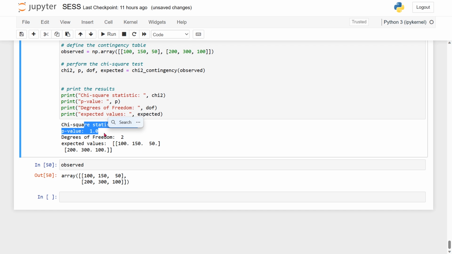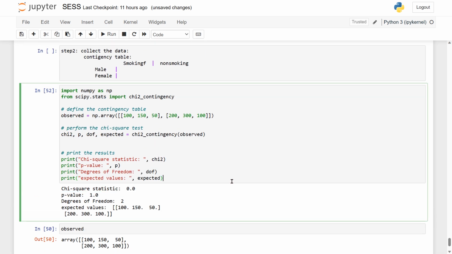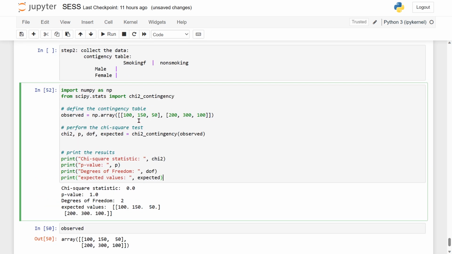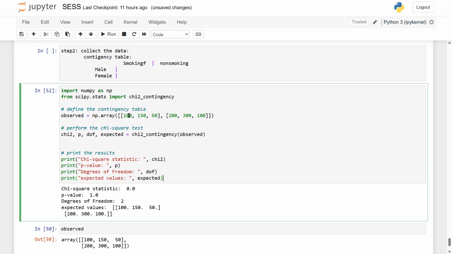Let me explain. In this example, we have a 2 by 3 contingency table, you can see the shape, where the rows represent two different groups which are female and male. And the columns represent three different outcomes: smoker, non-smoker, and the other one would be drinking and smoking together. Now, these are the three.